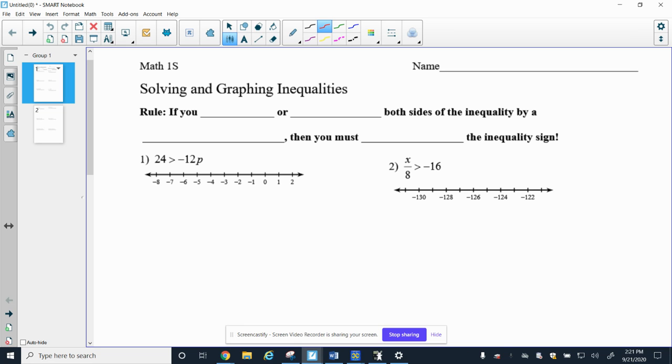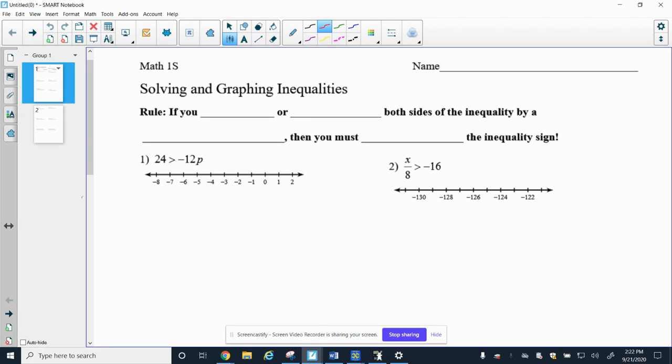All right, today we're going to talk about how to solve and graph inequalities, which is a new skill, but it builds off of all the same building block skills we did with solving equations last week. So we have a special rule when it comes to solving inequalities.